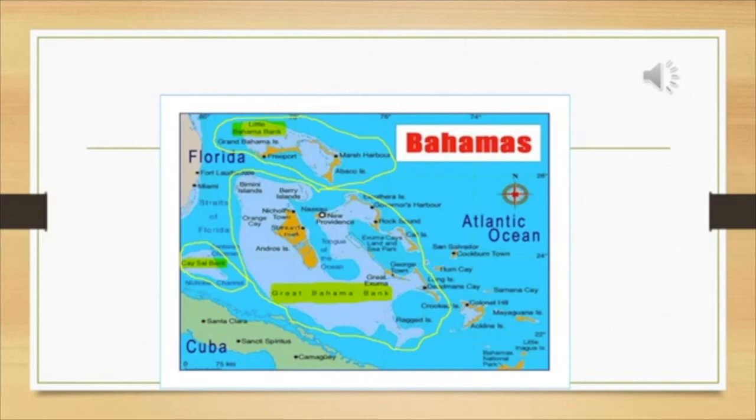There are three major fishing grounds in the Bahamas, and every Bahamian fisherman goes to one or all of them. These are highlighted on the map: the Great Bahama Bank, the Little Bahama Bank, and Cay Sal Bank.